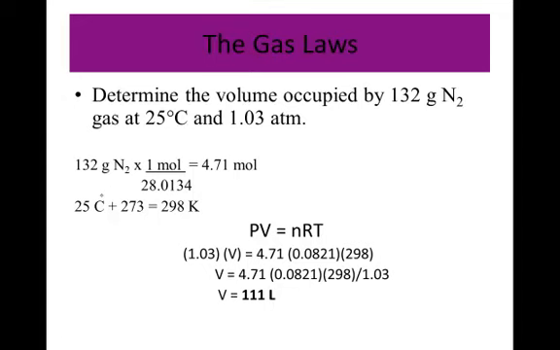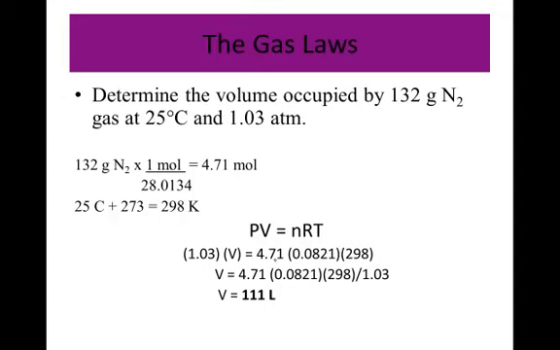Second step is the 25 degrees Celsius is going to have to be in Kelvin, so I add 273 to convert it into Kelvin. And the 1.03 atmospheres is in atmospheres, so that means the pressure I can just leave alone. So I plugged in the pressure. I don't know V. I plugged in my moles, 4.71. This is the constant, which is always this number. And then I plugged in my temperature, which is the converted one, 298.